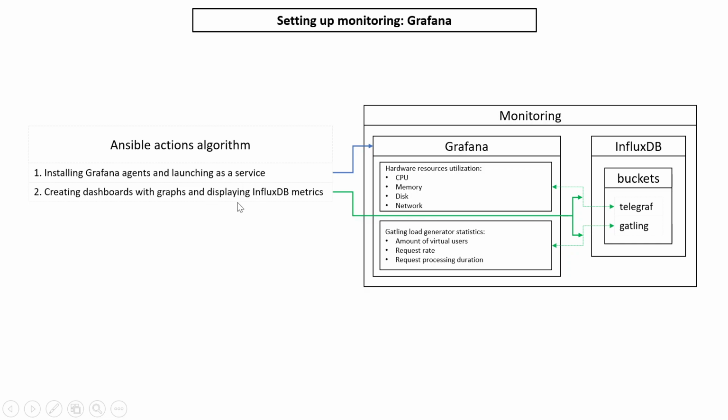We will have two dashboards implemented. The graphs of the first one will display metrics for hardware resource utilization, such as usage of processor, memory, disk, and network. And on the second dashboard, the Gatling metrics will be displayed, such as the number of working virtual users, the rate of requests per second, and the duration of request processing. Let's start implementing the Ansible algorithm.